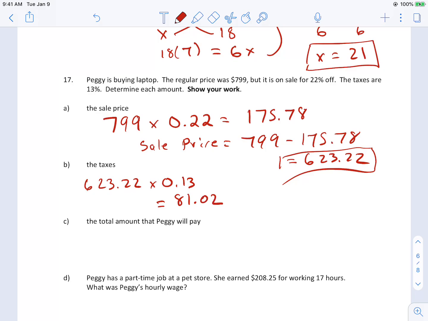So how much is she actually going to pay? Well, she's going to have to pay that plus the $623.22, because unfortunately you do need to pay tax. We have $81.02 plus $623.22. That's going to give me a total of $704.24.